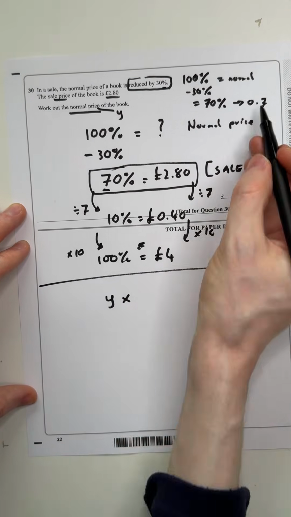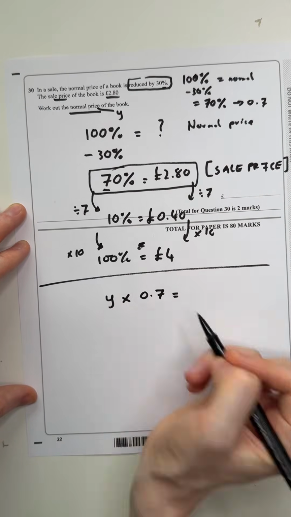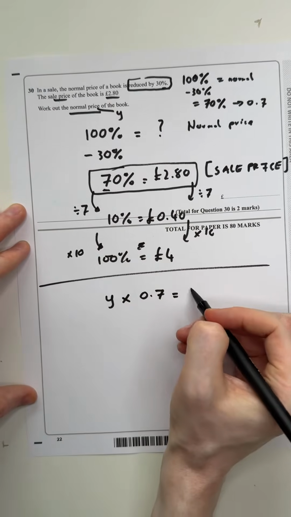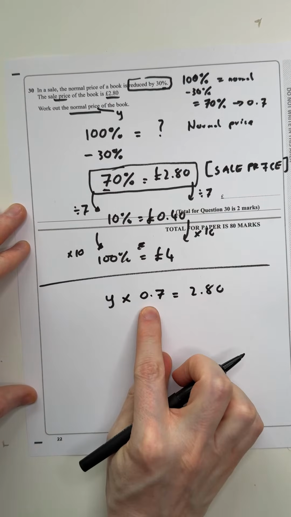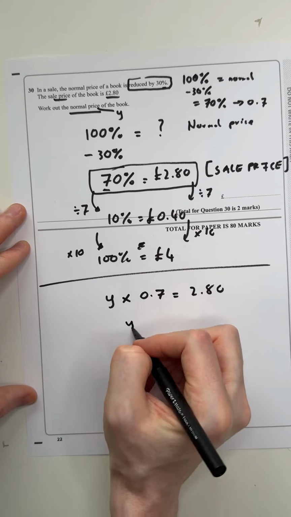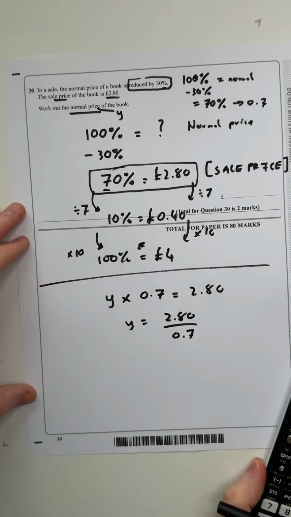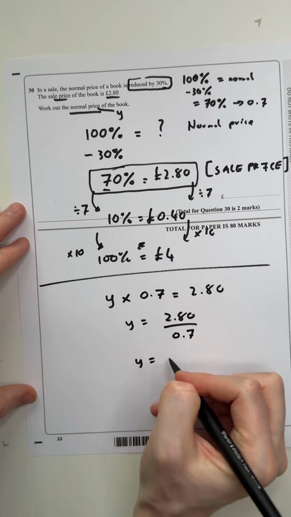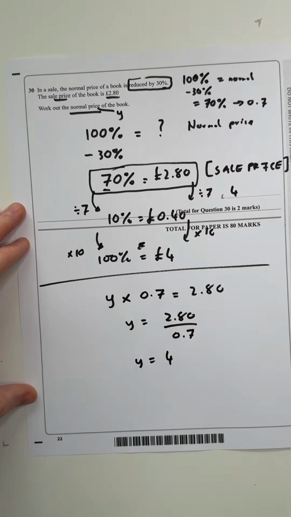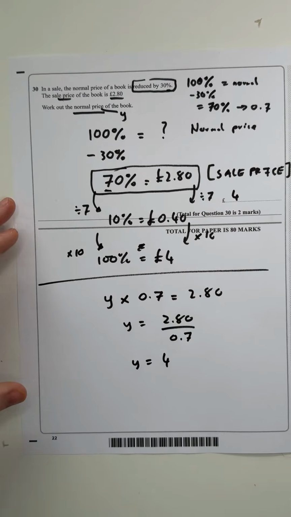So the price of the book times our multiplier of 0.7 equals the sale price, which we know is £2.80. The opposite of times by 0.7 is divide each side by 0.7. So £2.80 divided by 0.7, obviously going to get the same answer, in this case £4. So Y equals £4 or 4.00. So just make sure you read the question nice and carefully.